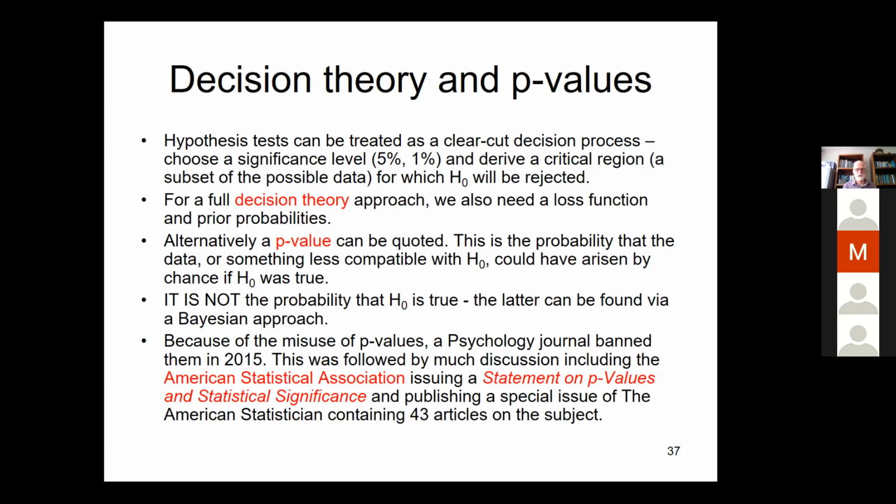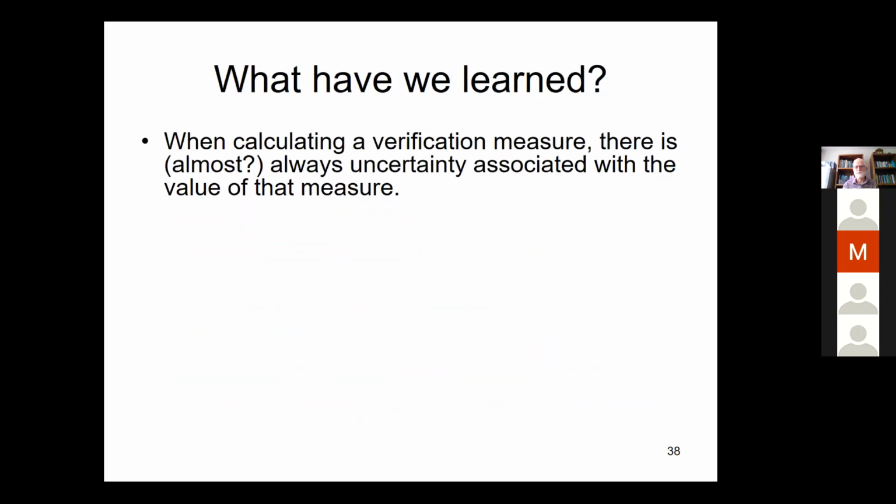There's been a massive amount of discussion of p-values recently. In 2015, a psychology journal banned them, said thou shalt not, if you put a p-value in your submitted paper, we're going to reject the paper. This was followed by much discussion, including the American Statistical Association issuing a statement on p-values. And it published a special issue of the American Statistician containing 43 articles. So if you really want to get bogged down in p-values, there's the place for you. So what have we learned?